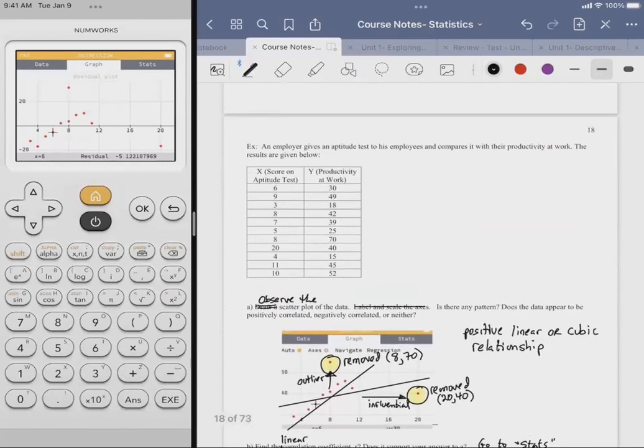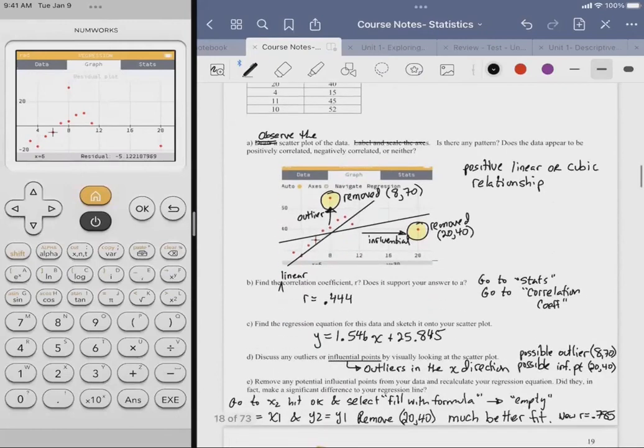An employer gives an aptitude test to his employees and compares it with their productivity at work. The results are given. So X is your aptitude score and Y is your productivity. So contextually, you may say, well, it makes sense that if your aptitude is higher, then your productivity might be higher. But anybody could argue the reverse of that and say, just because your aptitude is high doesn't mean that you're a hard worker. You could have all the intellect or even the background knowledge in the world, but if you're not motivated to do the work, why would your productivity be good? So you can go either way with that.